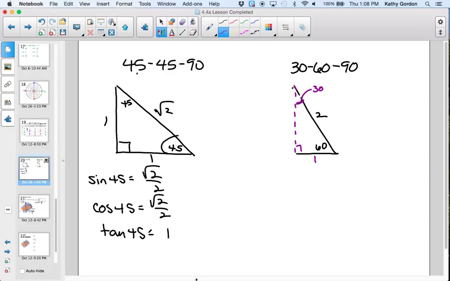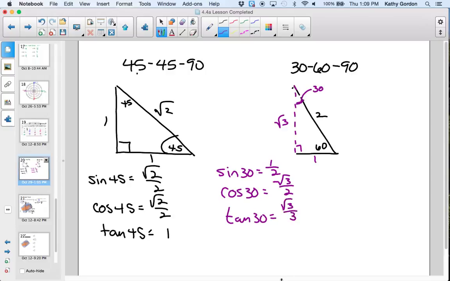Okay? So let's go with 30 for a second. From the perspective of the 30-degree angle, what's sine? 1/2. What's cosine going to be? Square root of 3, because if I use Pythagorean, this side's going to have to be square root of 3. So this is square root of 3 over 2. What's tangent going to be? Square root of 3 over 3, because it'd be 1 over square root of 3, which simplifies to square root of 3 over 3.